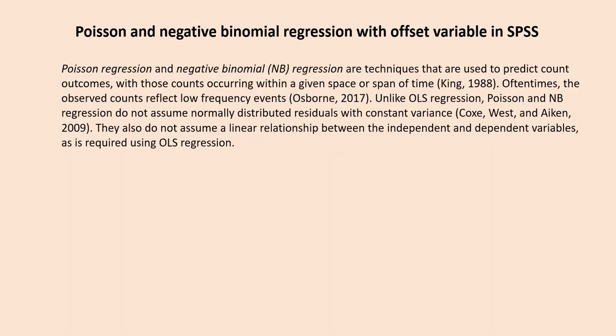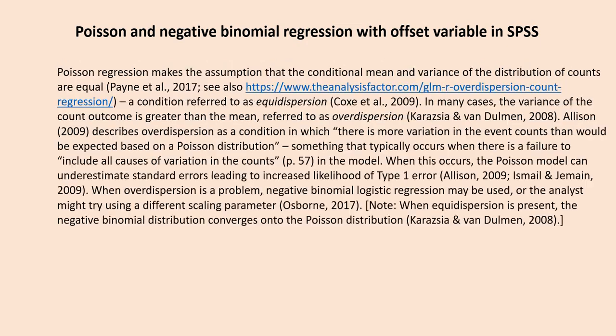So, as a general overview, Poisson regression and negative binomial regression are techniques that are used to predict count outcomes, with those counts occurring within a given space or span of time. Oftentimes the observed counts reflect low-frequency events. Unlike OLS regression, Poisson and negative binomial regression do not assume normally distributed residuals with constant variance. They also do not assume a linear relationship between the independent and dependent variables, as is required using OLS regression.